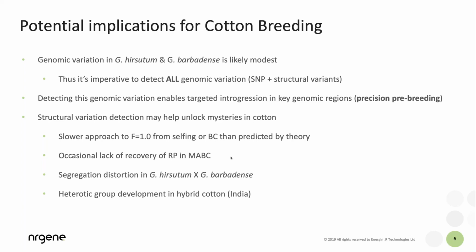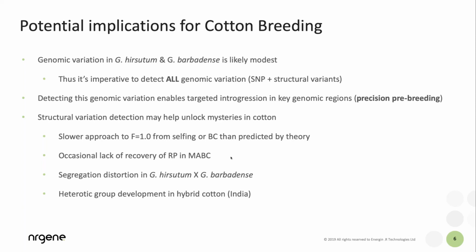Detecting this genomic variation enables targeted integration in key genomic regions. I refer to this as precision pre-breeding. If you look across the genome, you can identify using the Integrated Genome Viewer a very specific segment of a chromosome in your germplasm to increase haplotype diversity. I refer to this as precision pre-breeding.